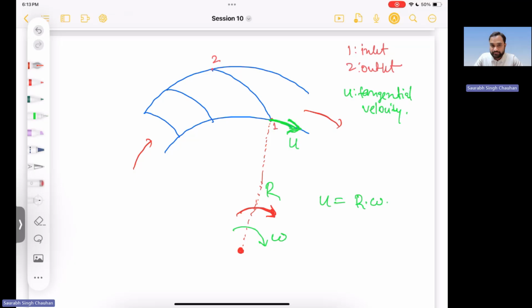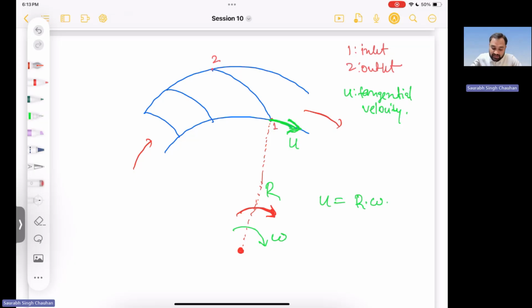Now comes the fluid. Now the fluid is moving, and one is inlet, as I told, and two is outlet. So if you see in the reference frame of this rotor blade, please pay attention. In the reference frame of this rotor blade, what will happen?